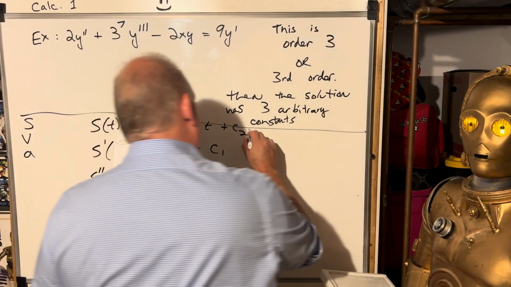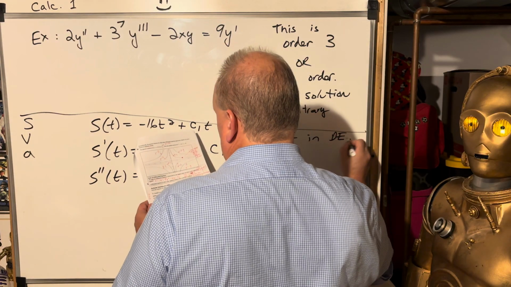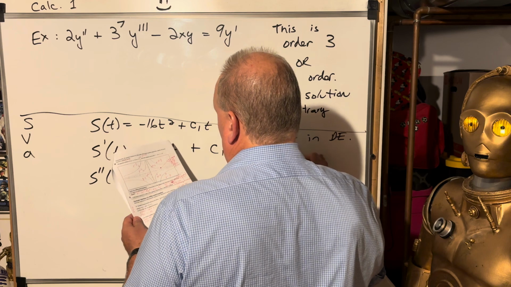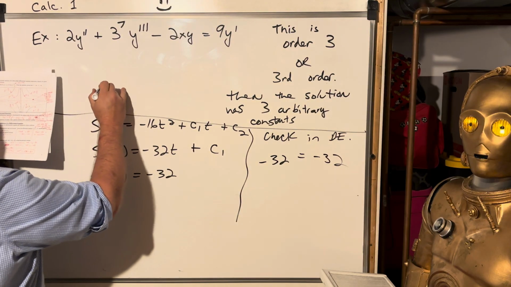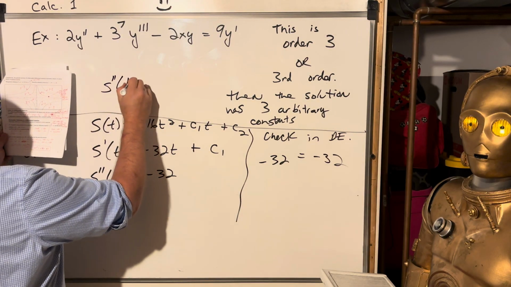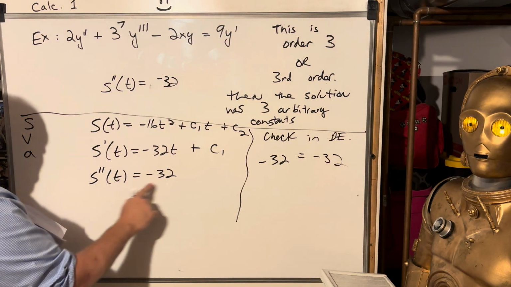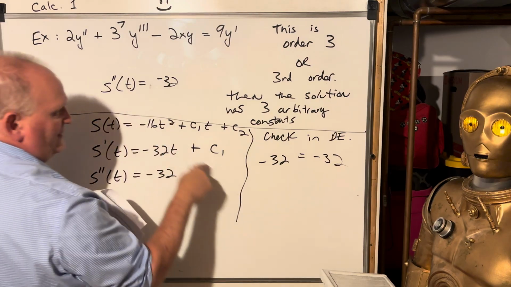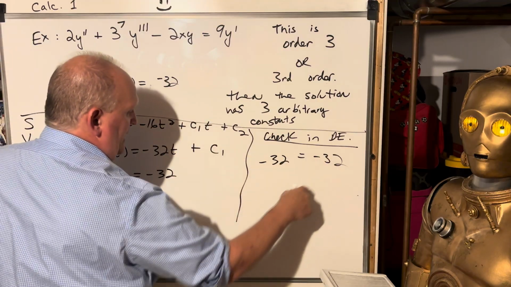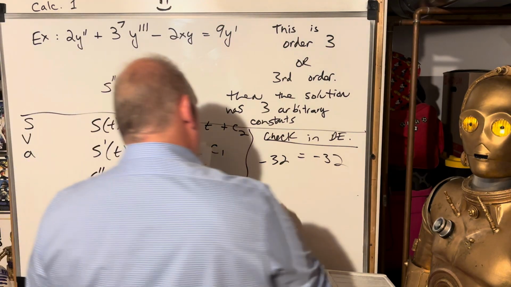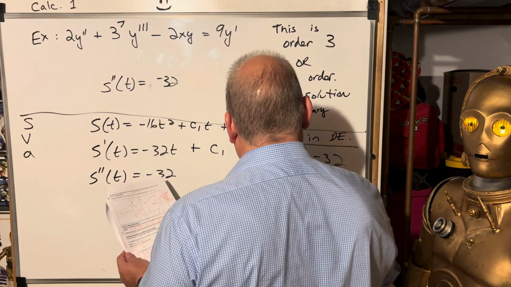So check in the DE. Negative 32 does equal negative 32, right? They gave us the differential equation that the double prime is equal to negative 32. So that was our check. Basically, this kind of checked itself. We got right here and knew it was negative 32, and that's what they gave us. But here's the official check. We took that number, replaced it with that, and that equals that. So then S of t is a solution.